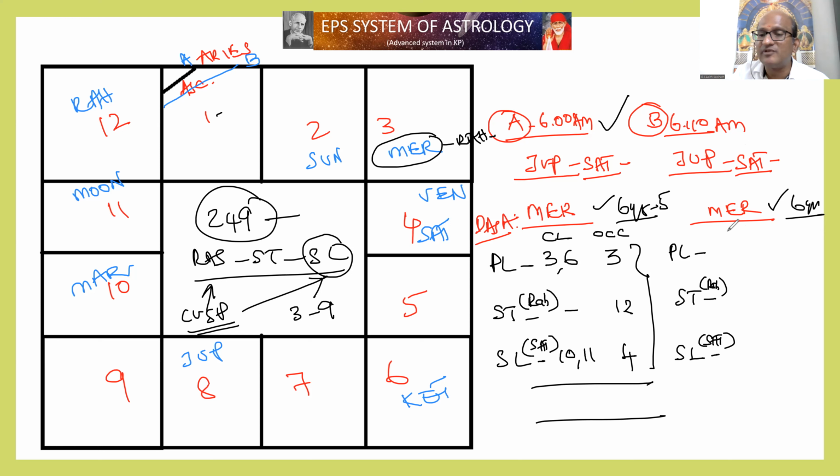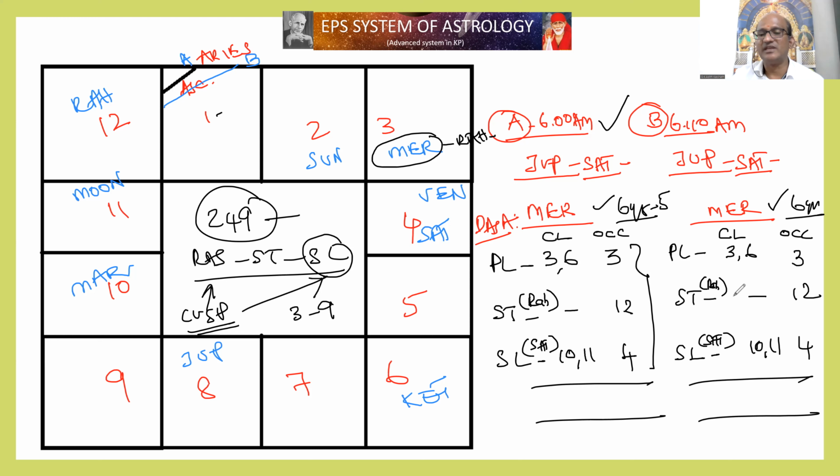Now, how are we going to study this person who was born at 6:10 a.m.? The cuspal Lord is the same, because Mercury is there: same 3 and 6, and the occupying house is 3 only. The nakshatra is going to be Rahu only, and Rahu is occupying the 12th house. There will not be any change. The sublord is also Saturn, the 10th Lord and 11th Lord, occupying the fourth house. So there will not be any difference in the significations of these planets, star lord and sublord, for both the people.